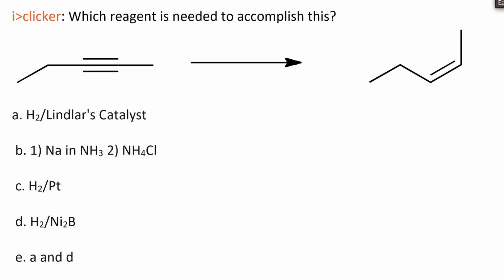So here's a question for you to consider. If we had 2-pentyne and we wanted to make cis-2-pentene, which reagent or reagents would we use?